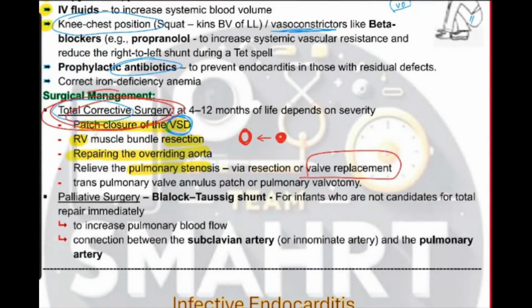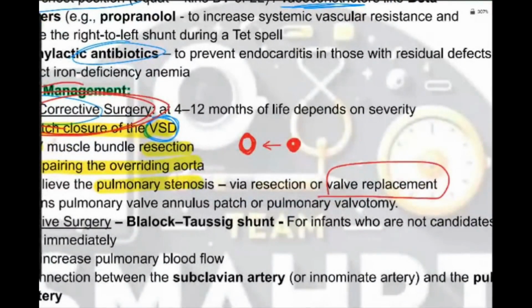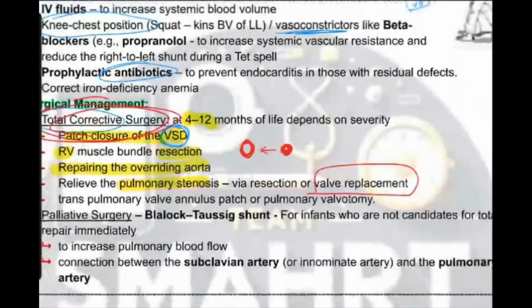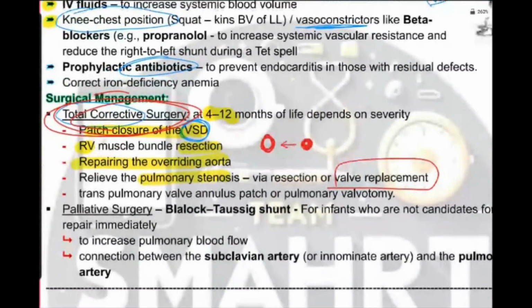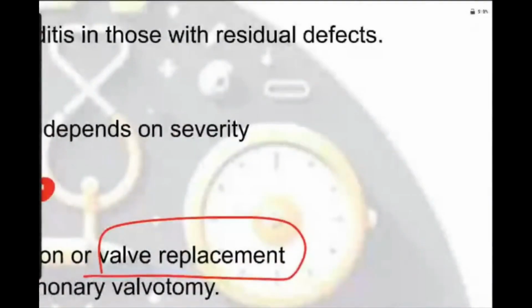Total corrective surgery. When is the best time to do it? When the baby is between 4 to 12 months. Depending on the severity, if it is very severe, do it at 4 months. If it is mild, do it at 12 months. So for example, if the baby is between 1 to 3 months, what can you give? Anybody?